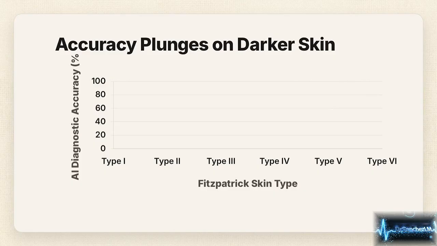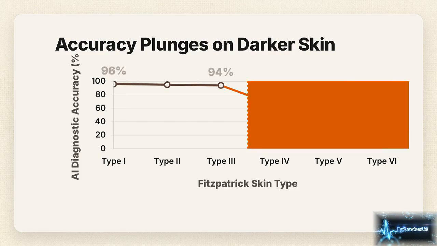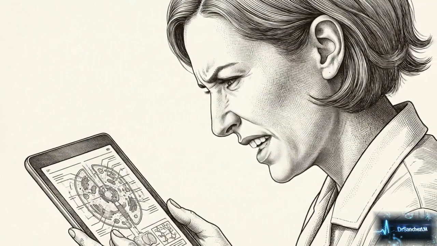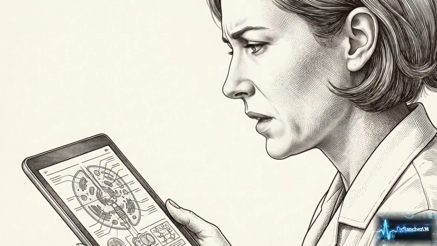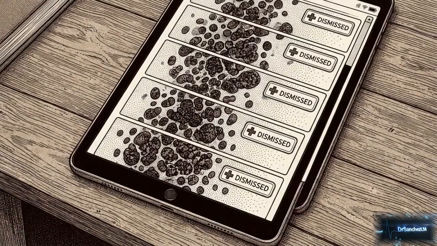This graph maps AI diagnostic accuracy against the Fitzpatrick scale. While the models easily identify cancers on pale skin, their accuracy drops significantly when evaluating darker skin tones, types 4 through 6. Relying on these uncorrected models means patients with darker skin are mathematically more likely to receive false negatives, turning existing healthcare inequalities into automated features of the system.